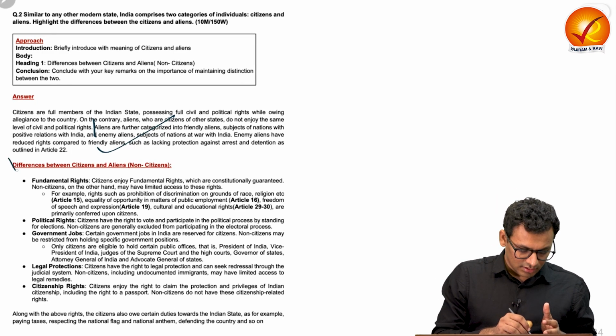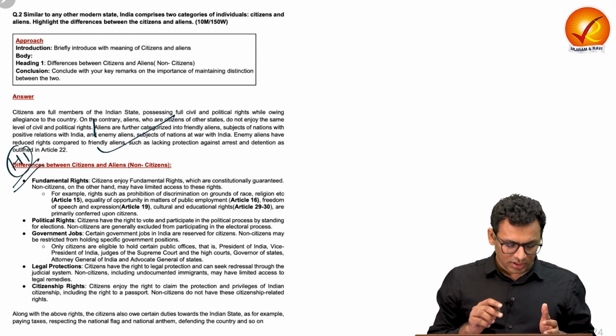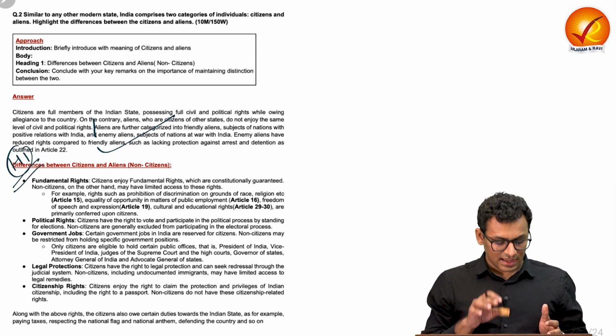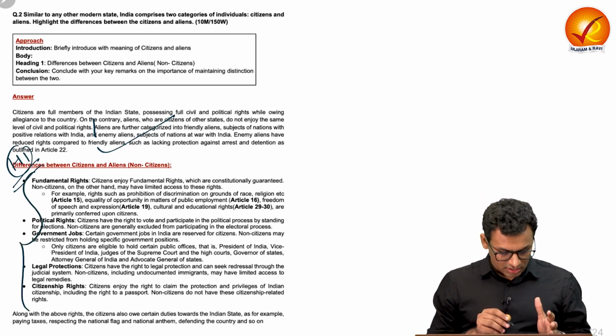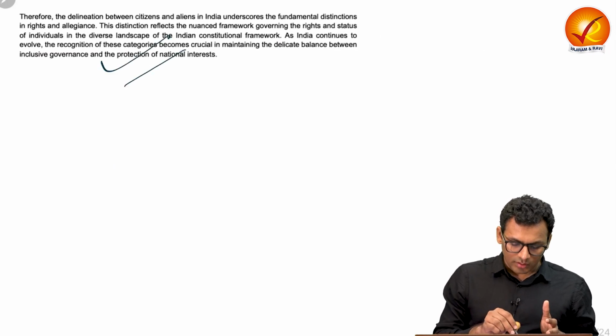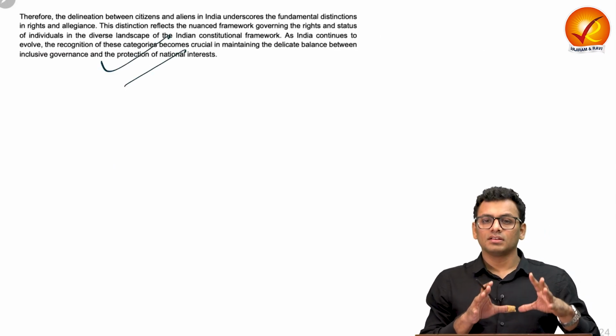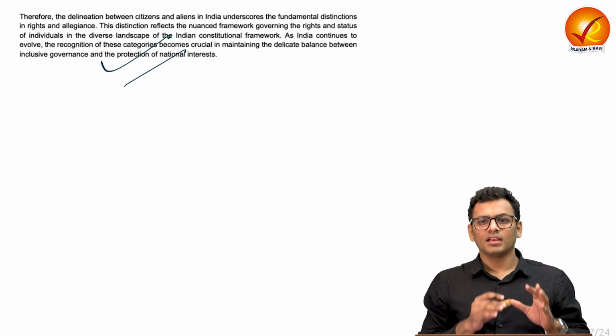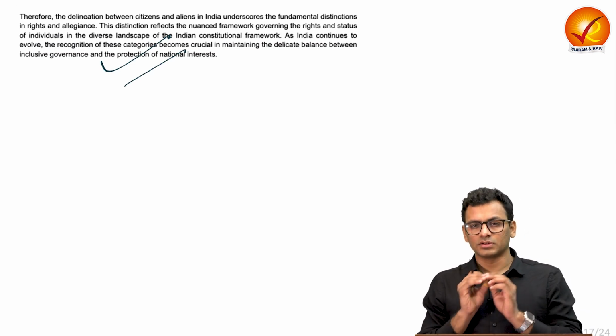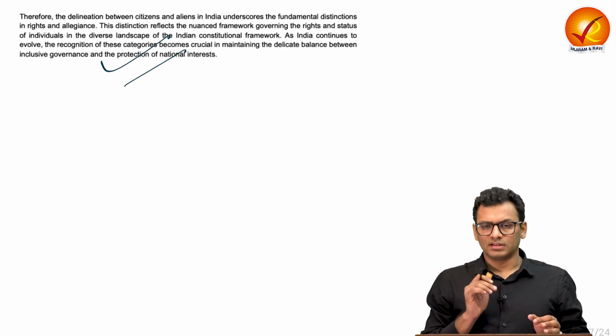In the body, there is only one heading over here. You can talk about the differences between citizens and aliens. You can list down those differences along with the substantiation. And in the conclusion, you can talk about how, despite that kind of distinction, there are certain reasons underlying the same, and that is the balance between inclusive growth and national interest.